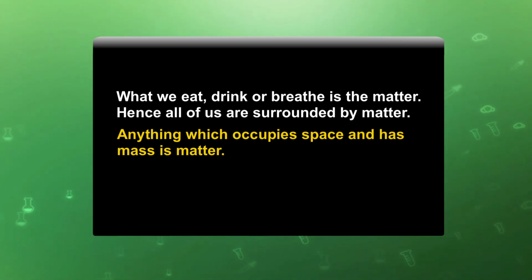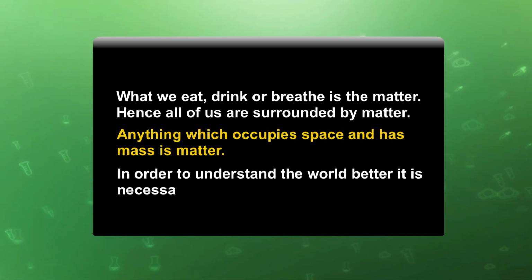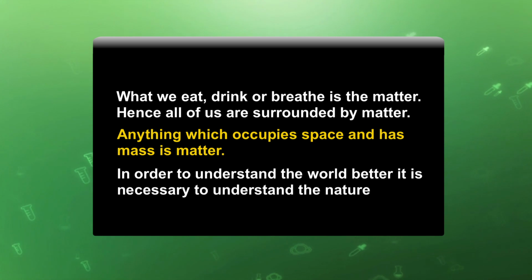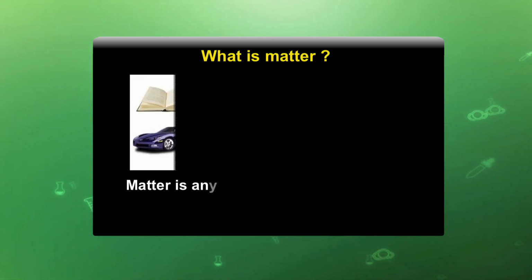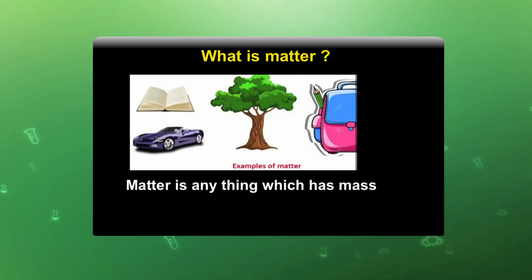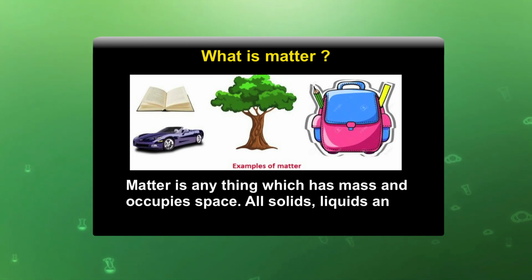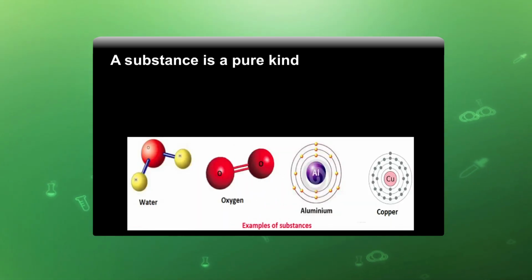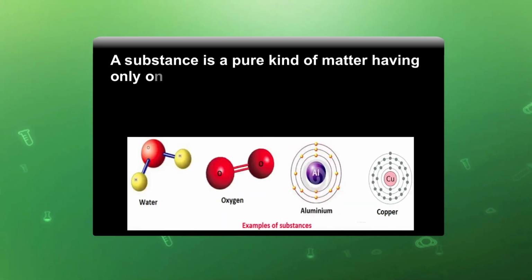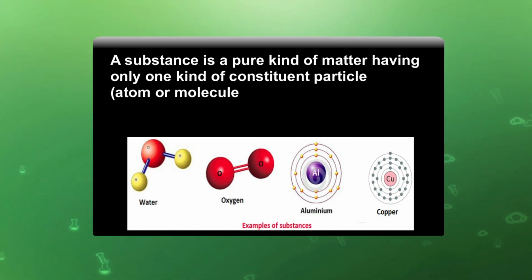Learners should remember this. In order to understand the world better, it is necessary to understand the nature of matter. What is matter? Matter is anything which has mass and occupies a space. All solids, as we see around us, liquids and gases are made up of matter. A substance is a pure kind of matter having only one kind of constituent particles, either atom or molecule.